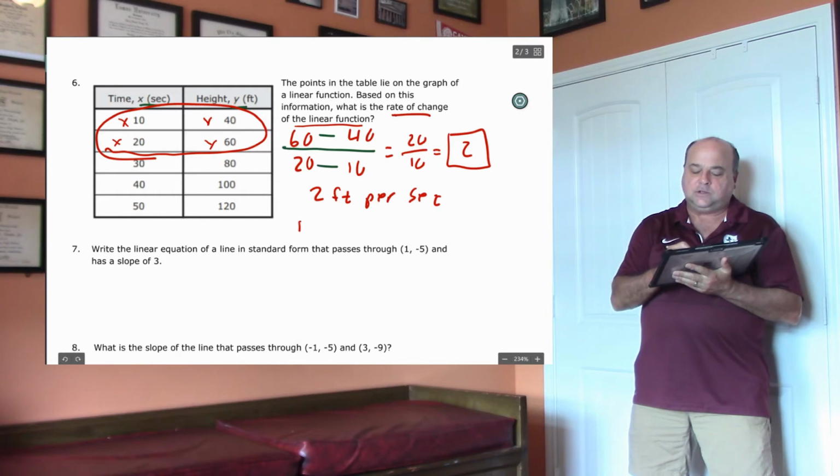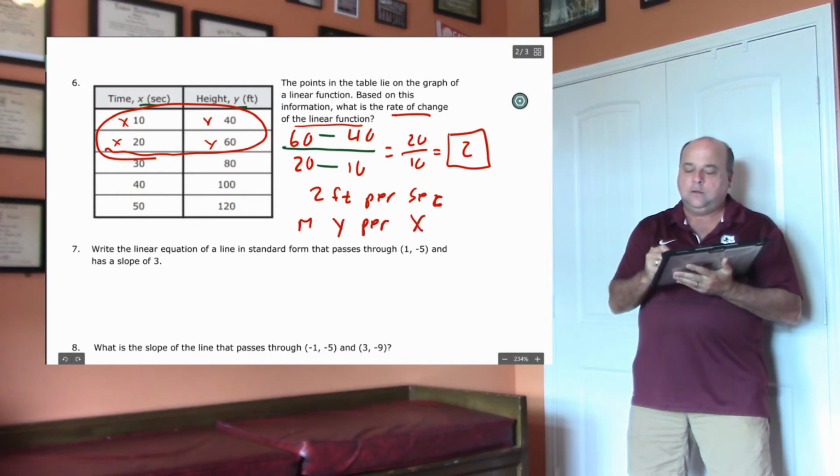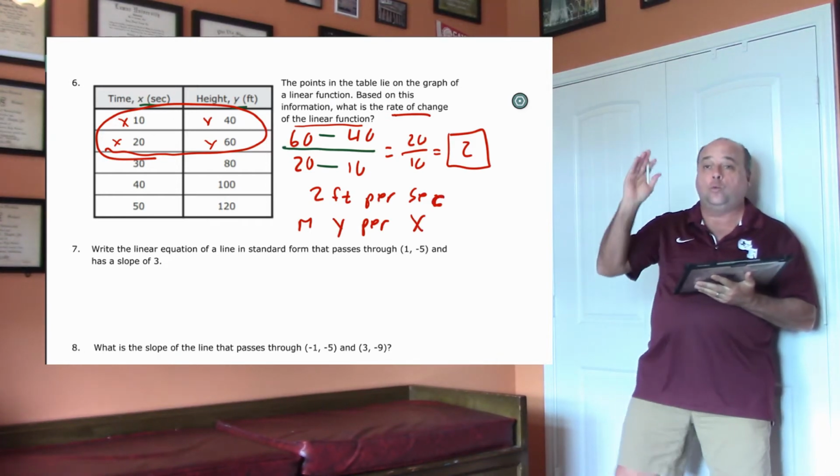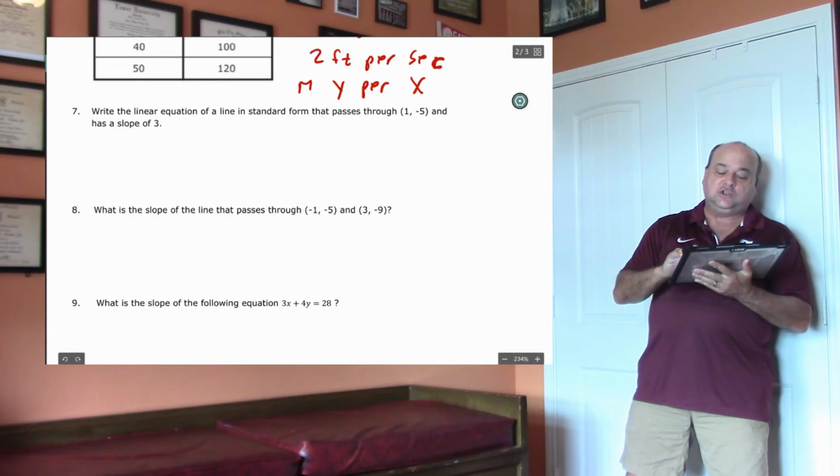It's going to be the slope, and then y per x. Okay? So it's 2 feet per second. That's how you would write that out. Y per x. Let's go to number 7.